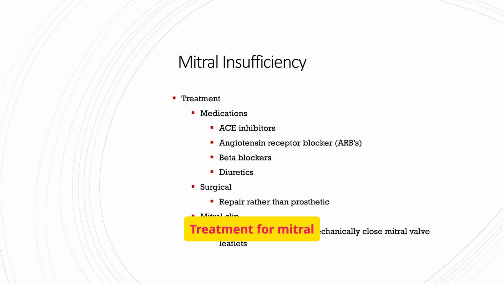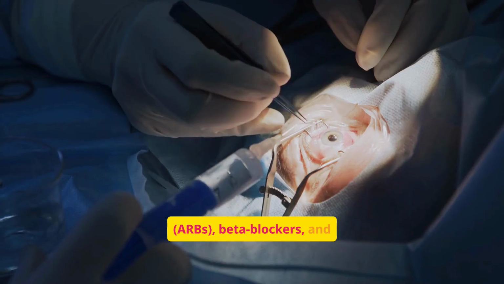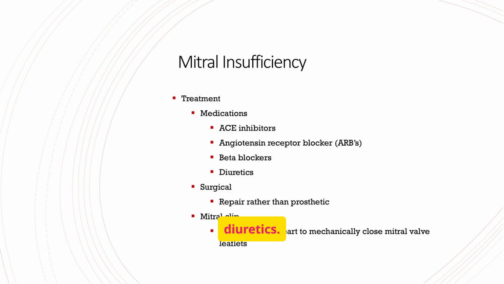Treatment for mitral insufficiency includes medications such as ACE inhibitors, angiotensin receptor blockers, ARBs, beta blockers, and diuretics. Surgical options include repair rather than prosthetic replacement. A mitral clip can be implanted to mechanically close mitral valve leaflets.